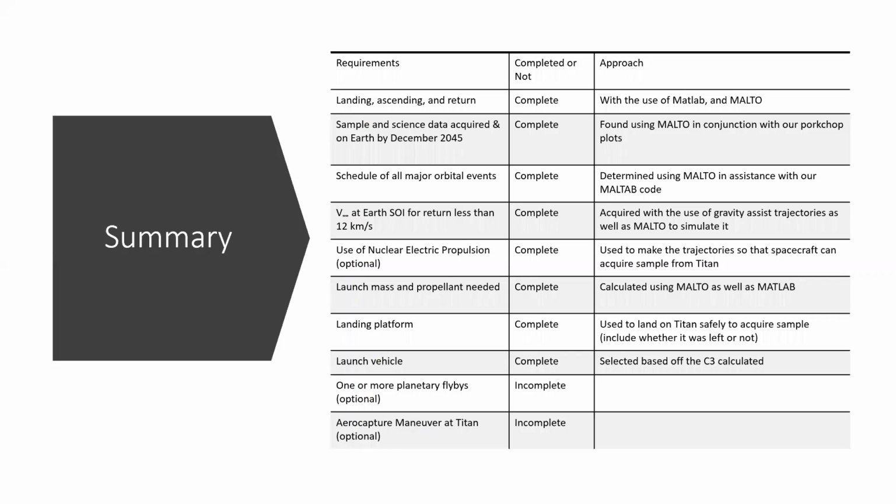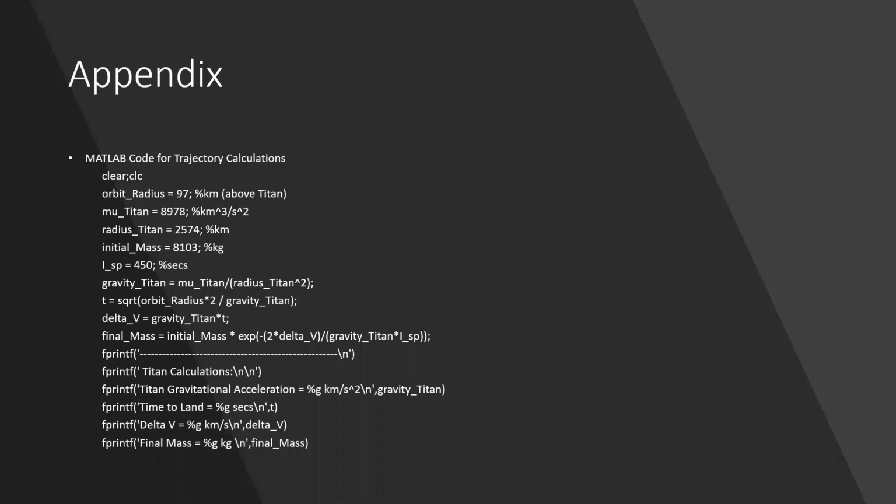Next slide. In summary, we were able to complete all of the mission requirements and return our sample and all science data to Earth by December 2045. We did this by using MATLAB and Malto to create pork chop plots and do the mission design as well. Next slide. This is our appendix that includes the MATLAB code for that last leg from the orbit around Saturn to Titan.